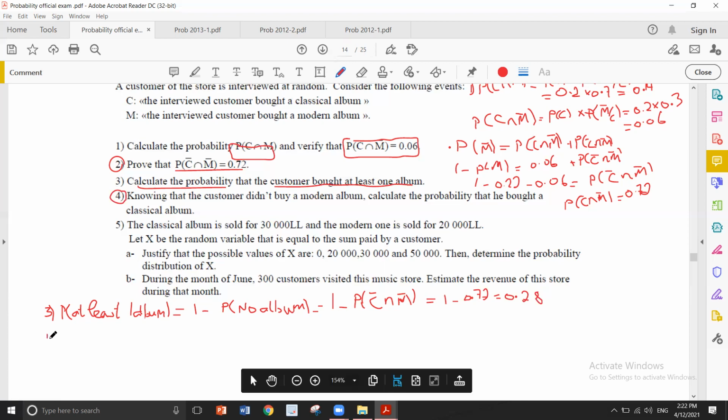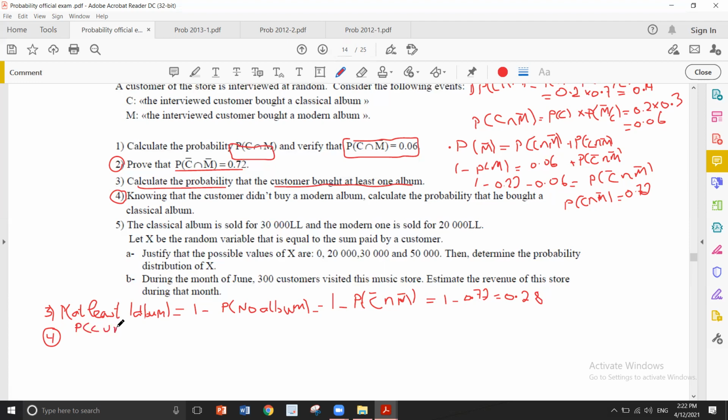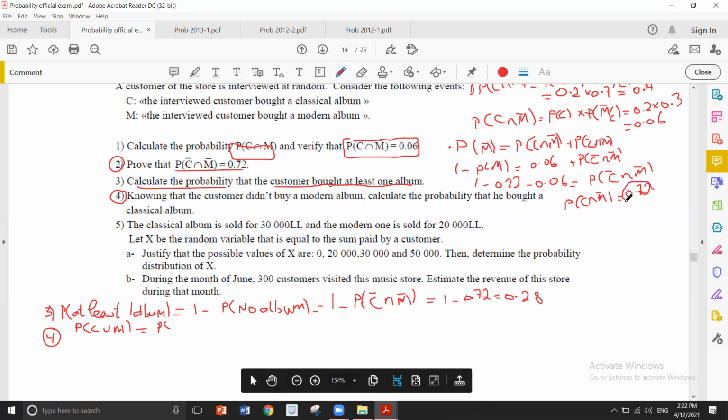Four. Or, if we want, for part 3 I can use the probability of C union M. At least one album is C union M. It is P of C plus P of M minus P of M intersection C.